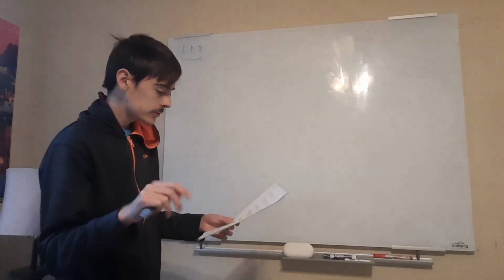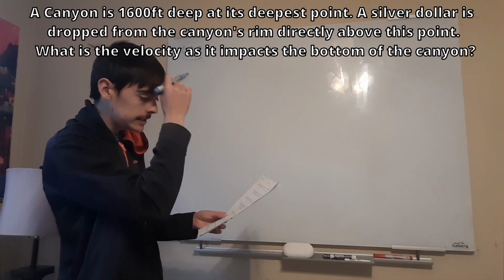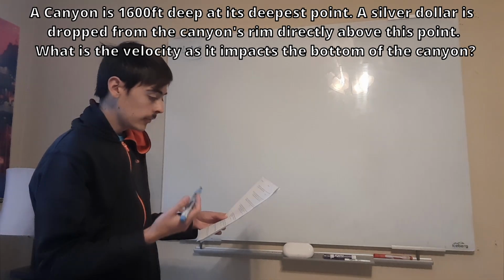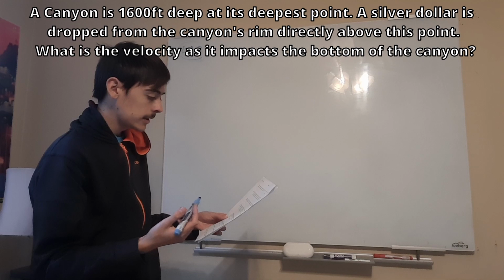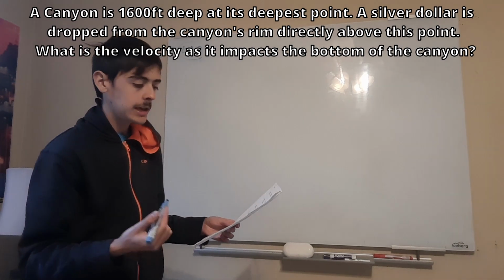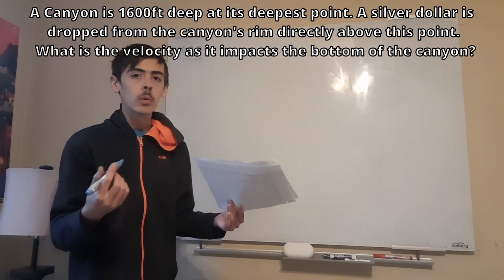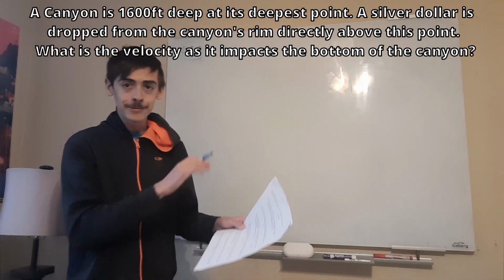Okay, we got our next one here. This one says that a canyon is 1,600 feet deep at its deepest point. A silver dollar is dropped from the canyon's rim directly above this point. What is the velocity of the silver dollar as it impacts the bottom of the canyon? Now this one, you're basically going to have to create your own coordinate system for this.